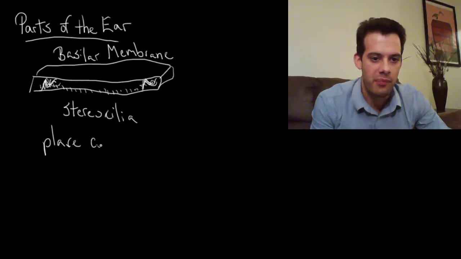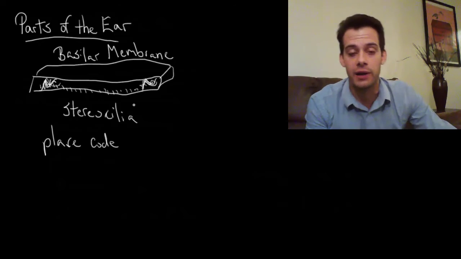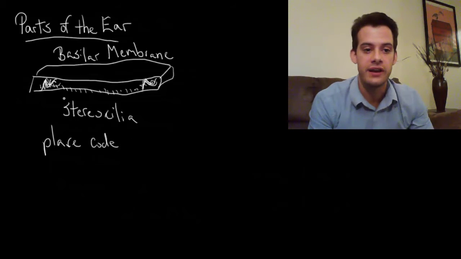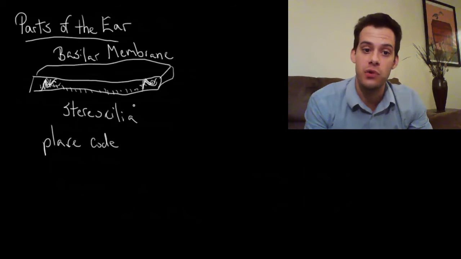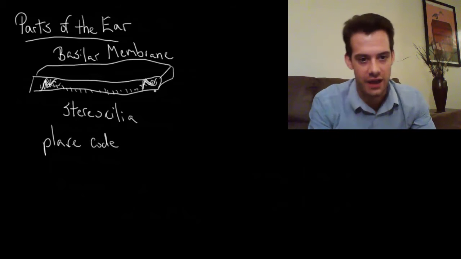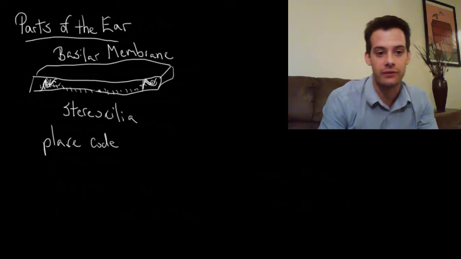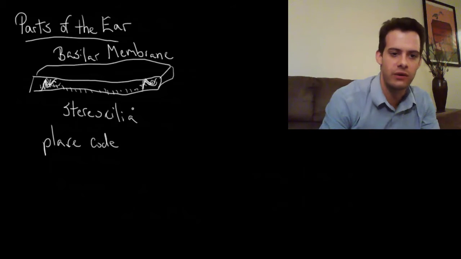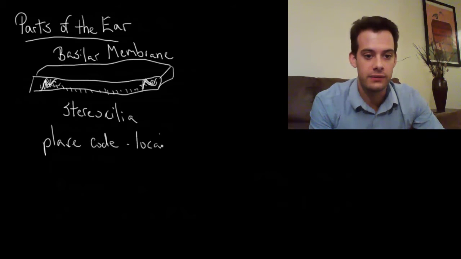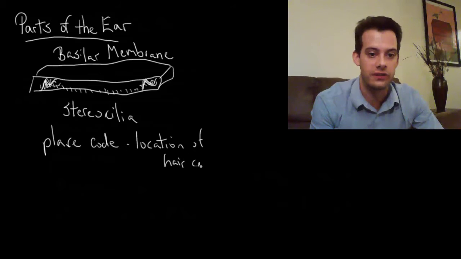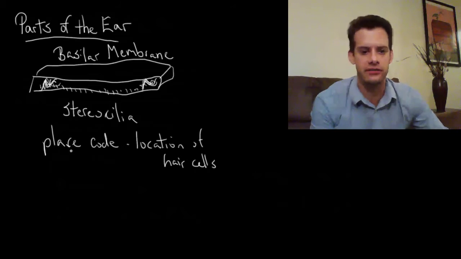So this is the idea that part of the way we know what frequency we're hearing, how high pitched a sound is, is actually physically in our basilar membrane. Where are the hair cells moving? If they're moving here, it's a high pitched sound. If they're moving here, it's a low pitched sound. If they're somewhere in the middle, it's somewhere in the middle. So that's place code. It's the idea that it's the location of the stereocilia, the location of the hair cells that move, that tells us about the pitch.